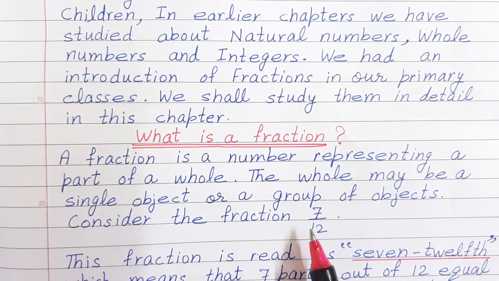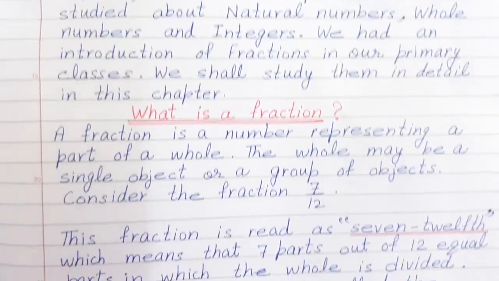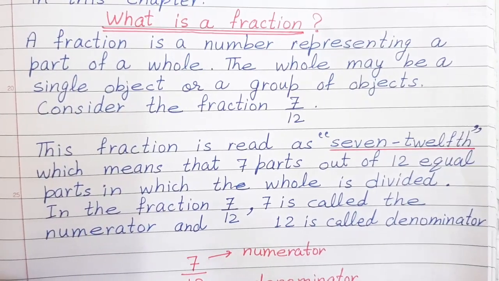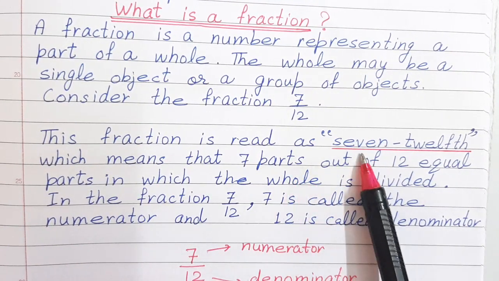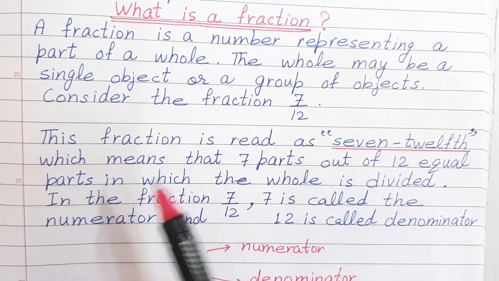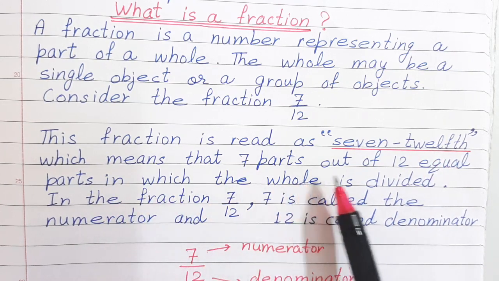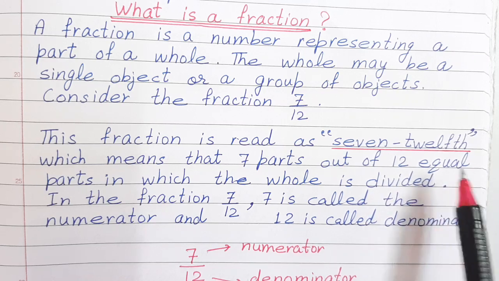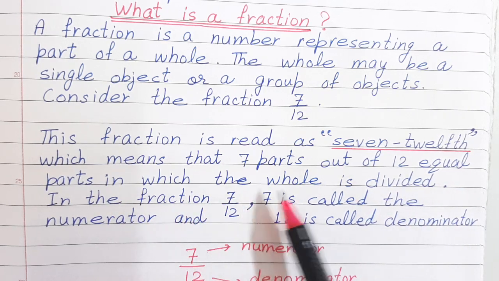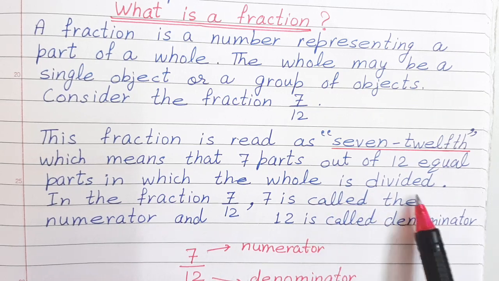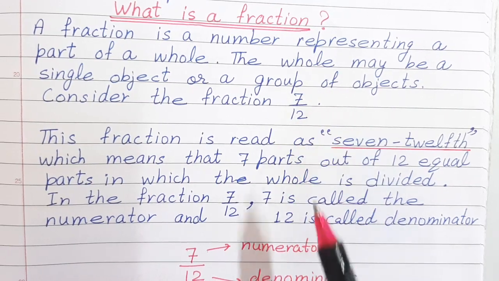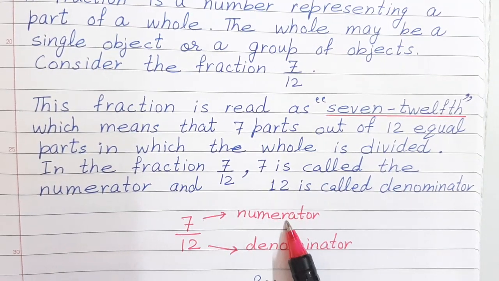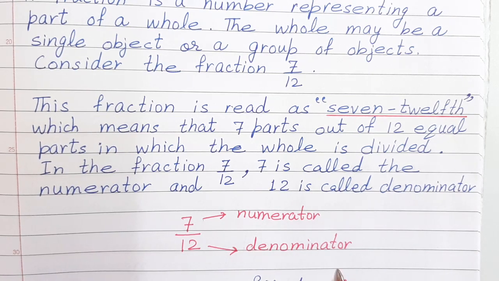Now consider the fraction 7 upon 12. Now this fraction is what? This is read as 7/12, which means 7 parts out of 12 equal parts in which the whole is divided, right? So in the fraction 7 upon 12, 7 is the numerator and 12 is the denominator. I hope it is clear to everyone now.